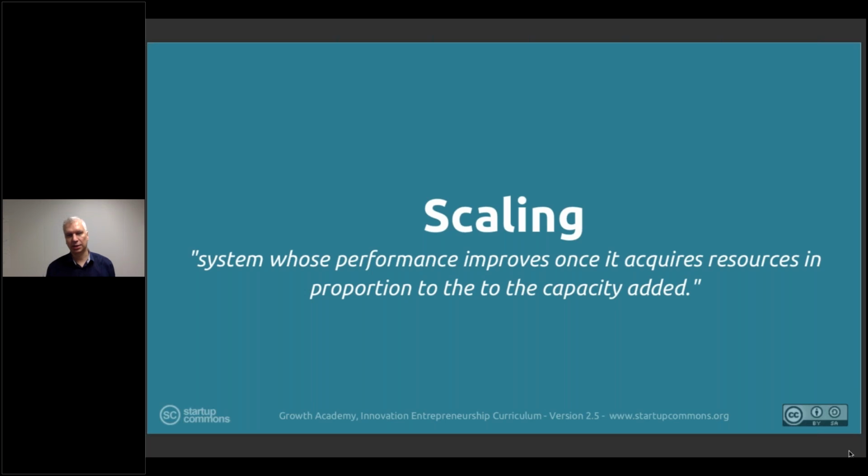So the scaling phase is all about coming up with an understanding of how to create these things and how to consider these aspects.